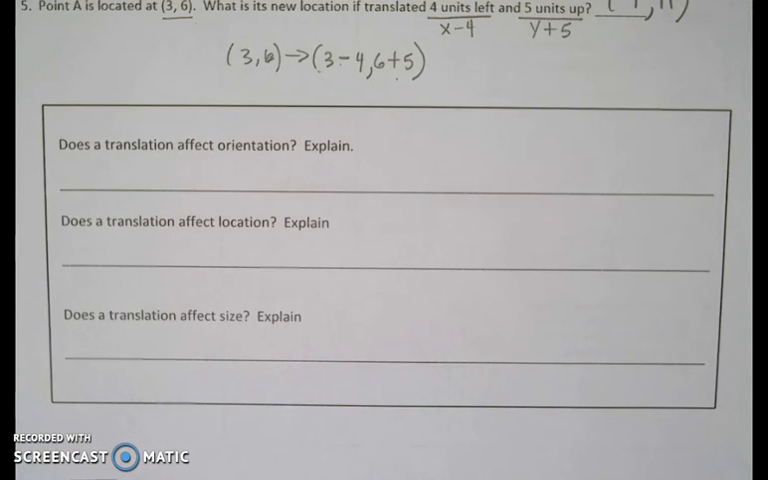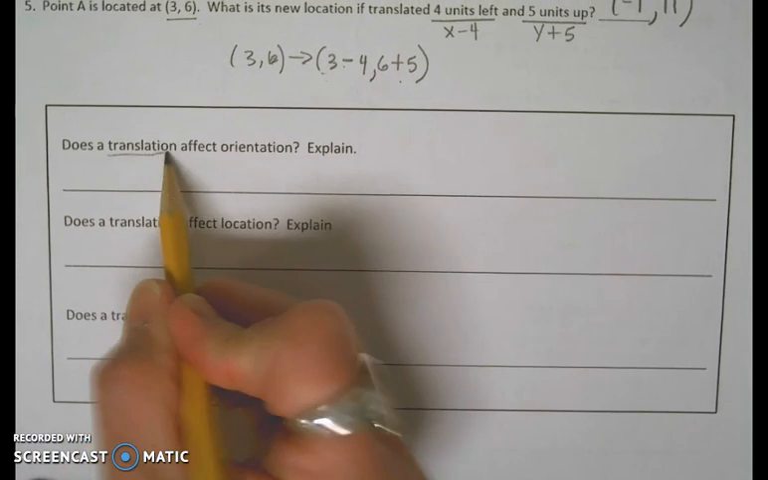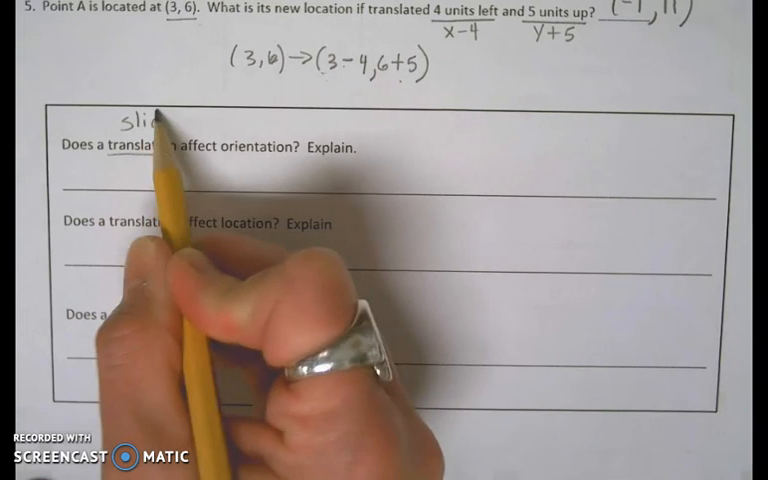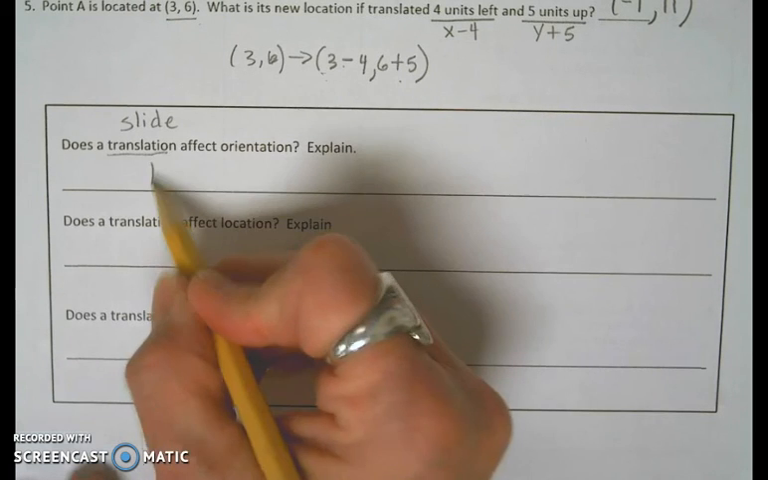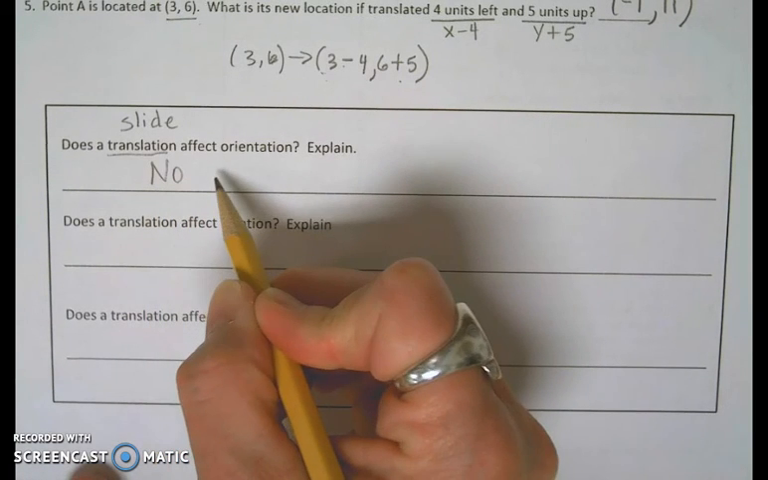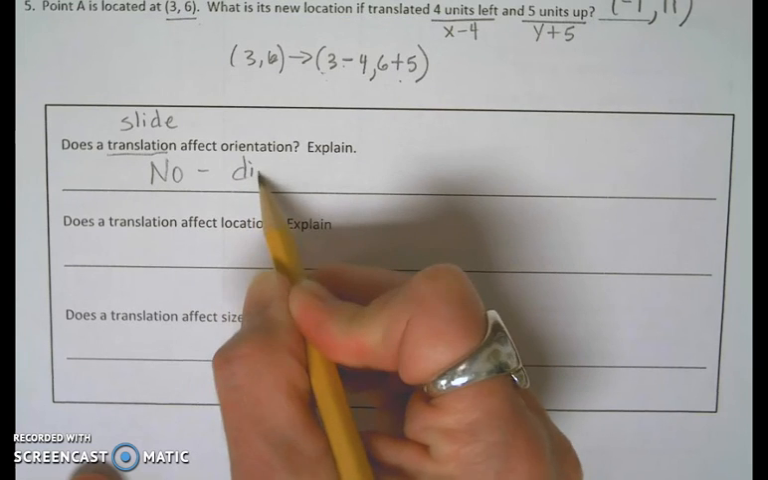Okay, let's go over some questions. Does a translation affect orientation? Remember that that's direction. So when you slide, because a translation is a slide, is the orientation, the direction of the figure, going to be affected? And the answer would be no. The direction stays the same.